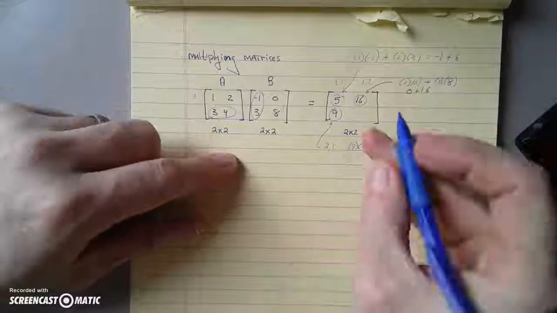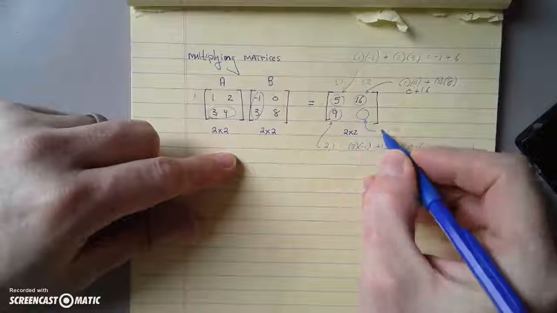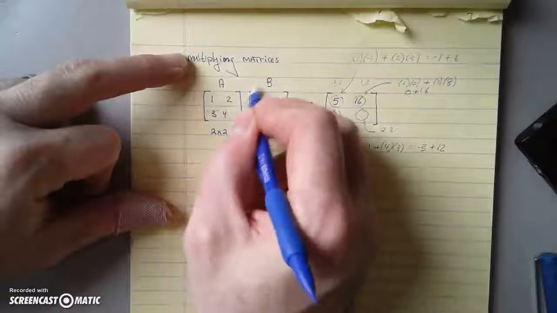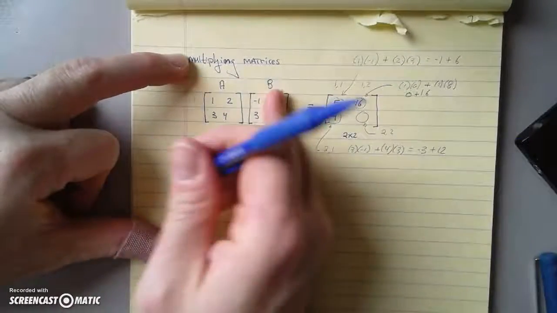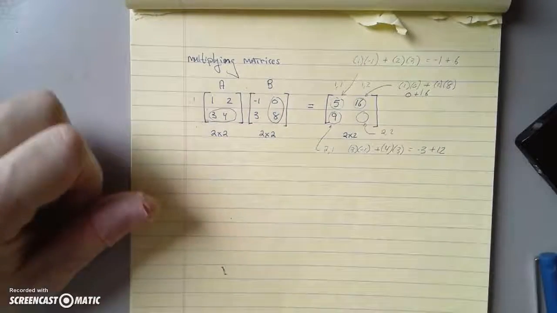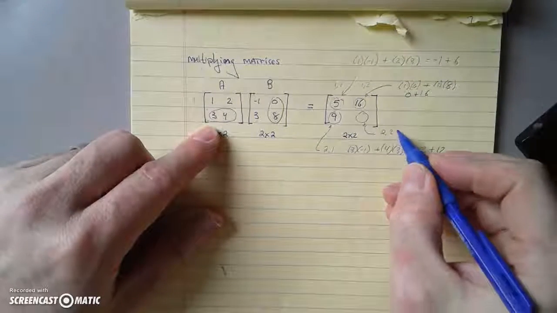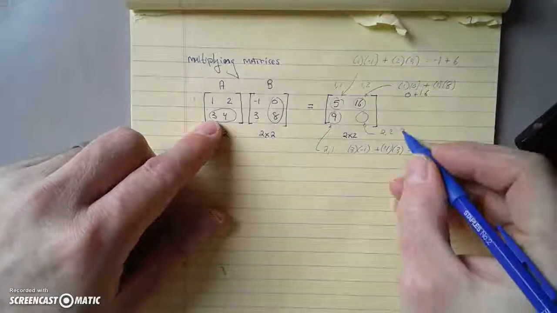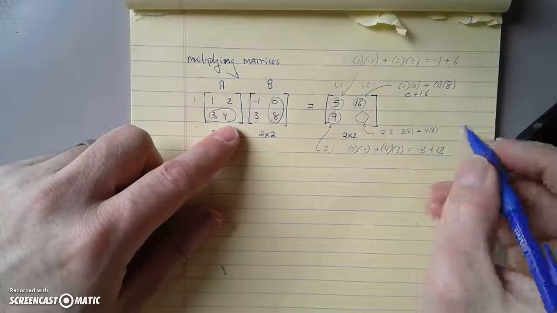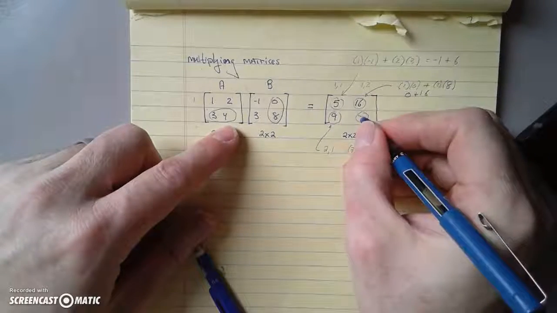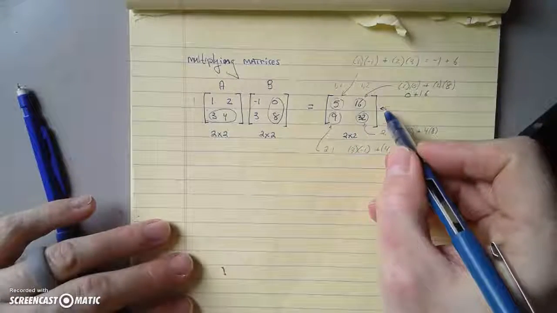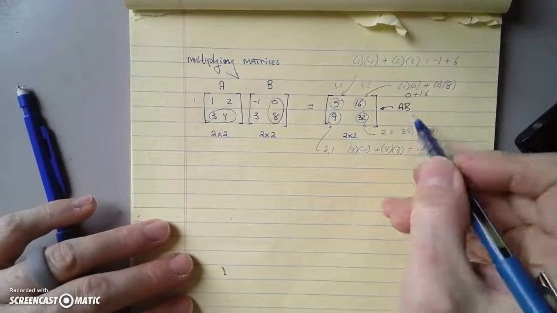And then, for the last entry, the 2, 2, the second row, second column, what do you think we do? Yeah, we use the second row times the second column. And so that would be 3 times 0 plus 4 times 8. That's 32. And this is the result. So this is AB.